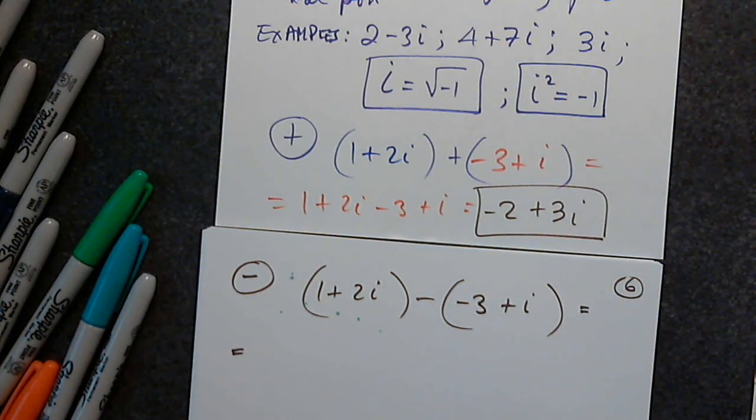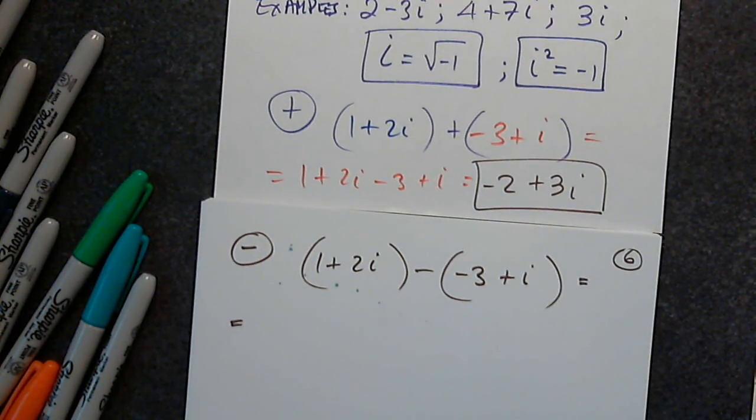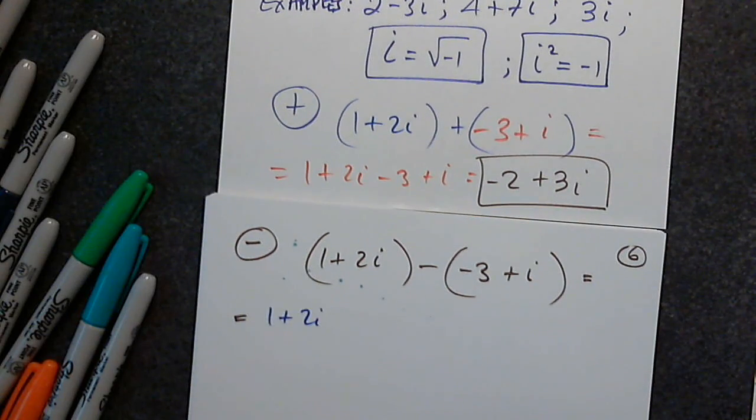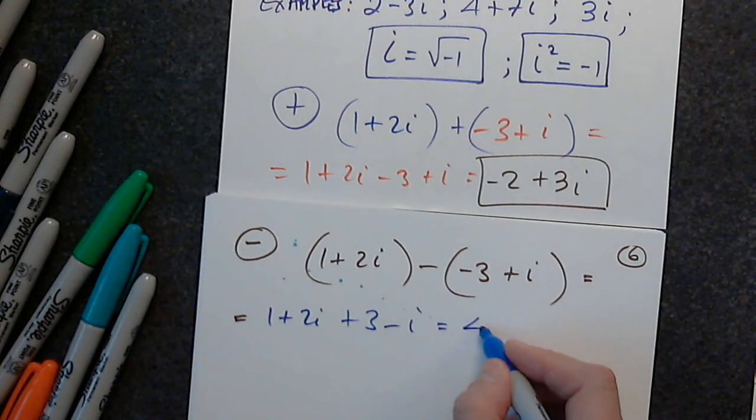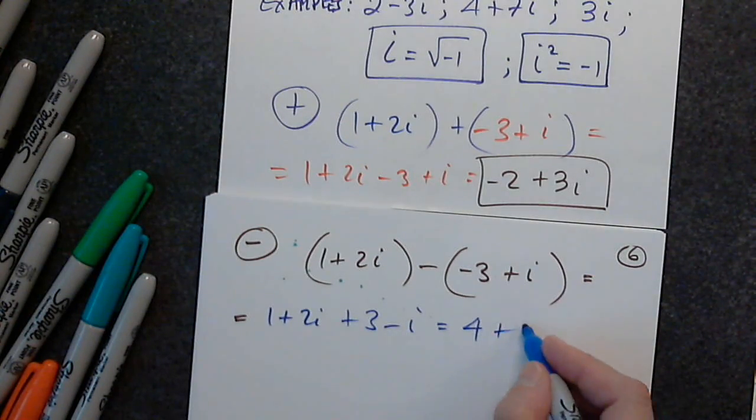Can anyone dictate the first step in which parentheses are removed? 1 plus 2i, and then plus 3, and then i. Excellent. Combine like terms. 1 plus 3 is 4, and 2i minus i. Just combine like terms. Plus i.